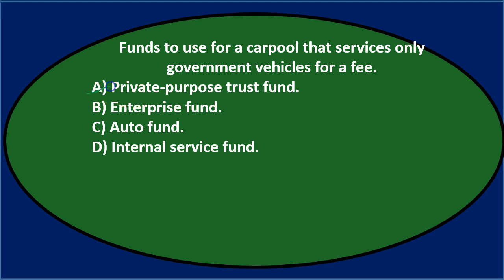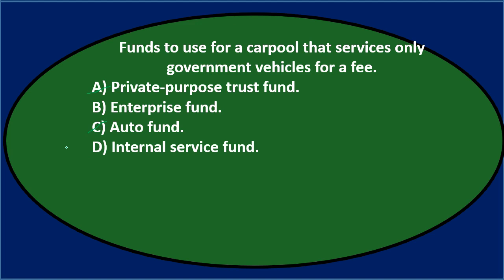It sounds like this is more of an activity where we have customers in a way, and therefore you would think it would be a proprietary type fund. And B says an enterprise fund, which is one of our proprietary funds, so I'll keep that for now. And C says auto fund. It sounds kind of reasonable, but I don't think we have an auto fund. That's not one of the groupings we're looking for usually. And then D says the internal service fund, which is the other proprietary fund.